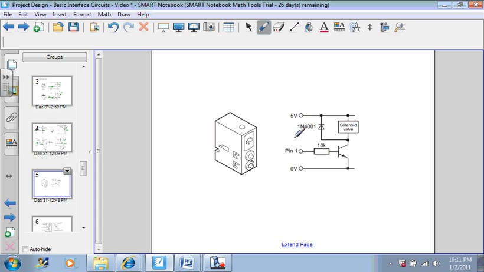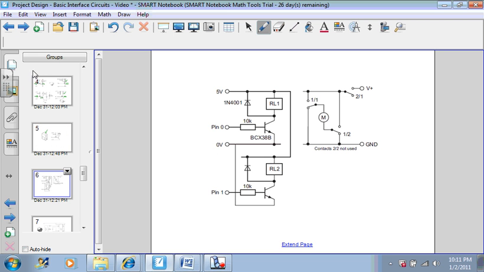Here is an example of a circuit driving a solenoid valve. Usually this is connected to air pressure or water pressure to control the flow of water or air through a device. Here is a configuration using two relays that allows you to turn the motor in one direction or to turn the motor in another direction.